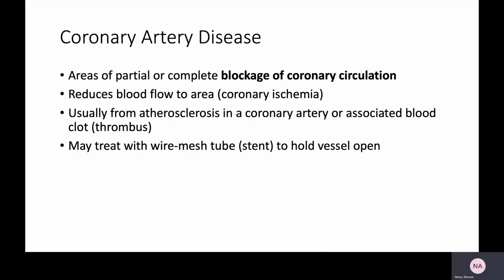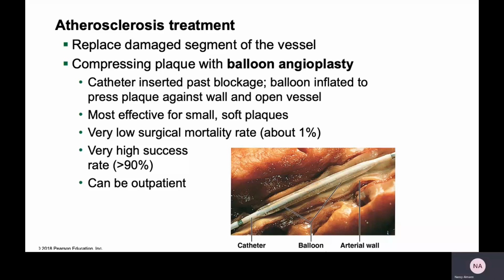Coronary artery disease is going to involve blockage of the coronary circulation, and you end up with coronary ischemia. It may be associated with either a thrombus or atherosclerosis in a coronary artery, and this might be treated with a stent. More info on treatment: there's a little bit of information on balloon angioplasty, which is kind of cool. High success rate, can be outpatient.